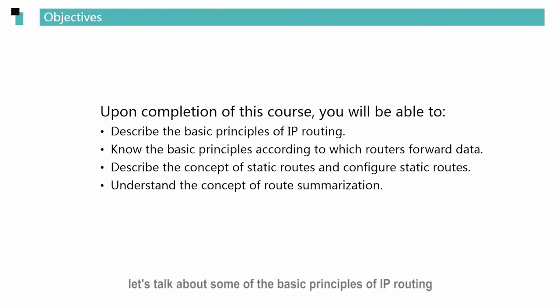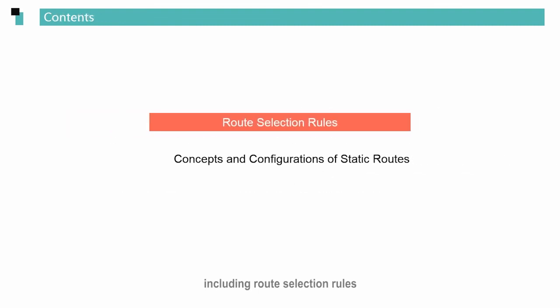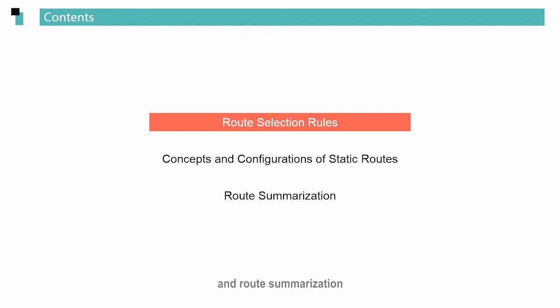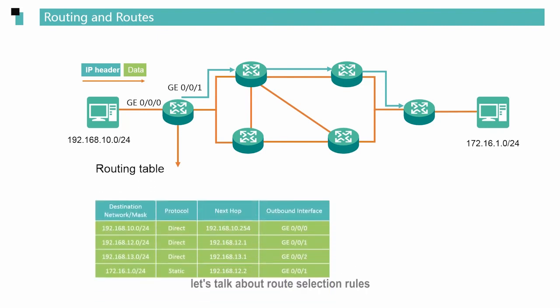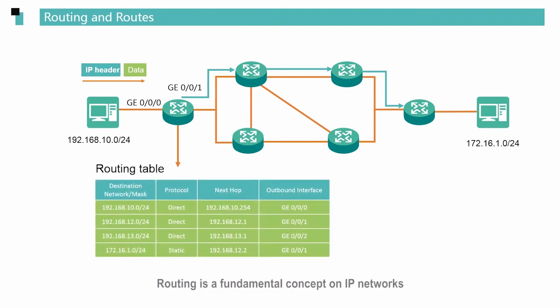Today, let's talk about some of the basic principles of IP routing, including route selection rules, static routes, and route summarization. First, let's talk about route selection rules. Routing is a fundamental concept on IP networks.